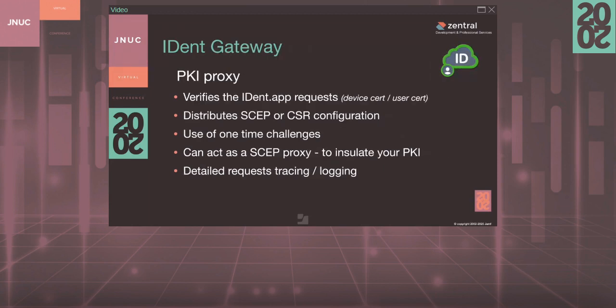The IDent Gateway is a complete PKI proxy service. It will validate the IDent app requests, and it will use the ID token claims and validate its signature. With an active request, the IDent Gateway can distribute either a SCAP payload or a CSR configuration. It takes advantage of unique challenges and can act as a full SCAP proxy service to aid the provision of device and user certificates. An IDent deployment as a proxy allows us to fully insulate the existing PKI and keep it always private. All requests to the gateway are traceable and will be logged.